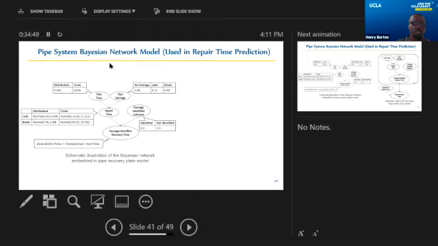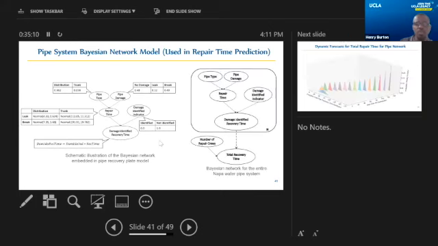I mentioned there are two ways that we do this. One, we use a Bayesian network model for the pipe network, and this shows that network model. You have the pipe type and the damage feeding into the repair time. You have an indicator of damage and the repair time feeding into whether or not the pipe is recovered. The network on the left is for a single pipe.